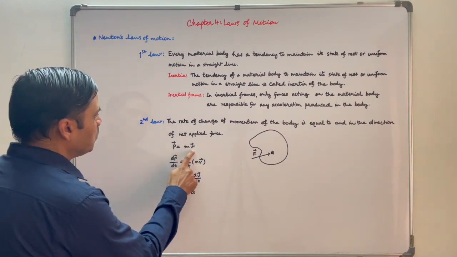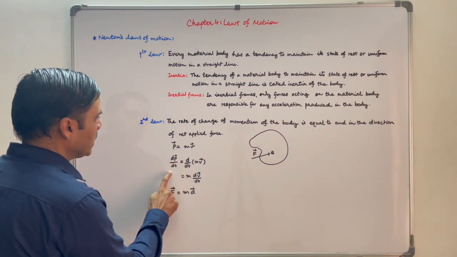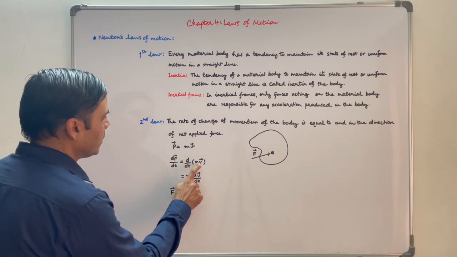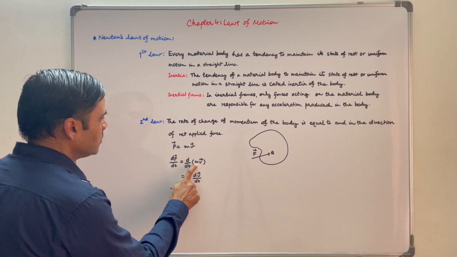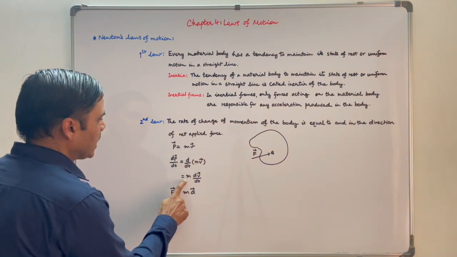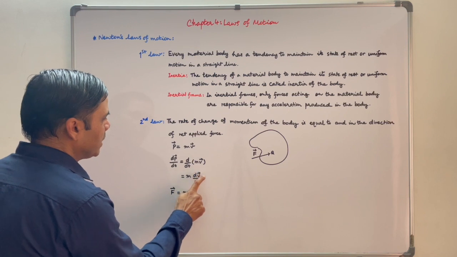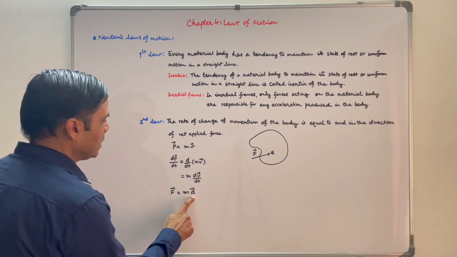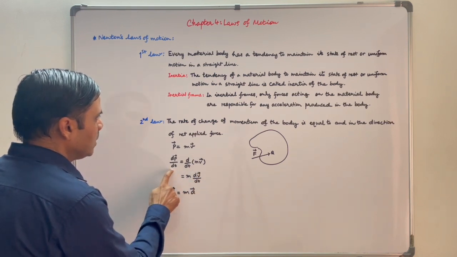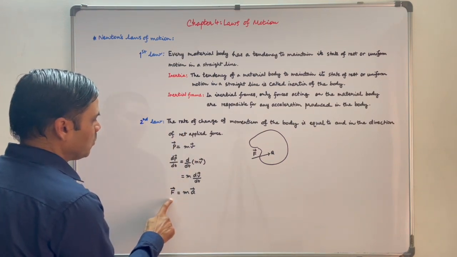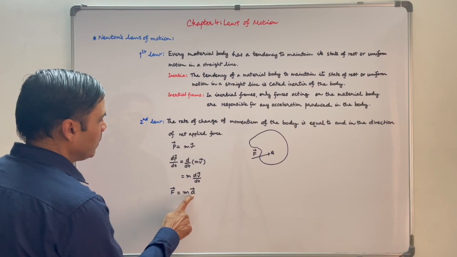If we differentiate both sides of it with respect to time, we get dp upon dt is equal to d by dt of mv. M is constant, so it will be taken out. So right hand side becomes m dv by dt. And we know that dv by dt is equal to acceleration a. Left hand side by definition becomes force F. So we get this formula F is equal to ma.